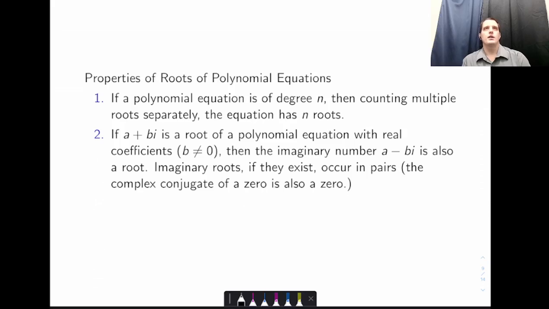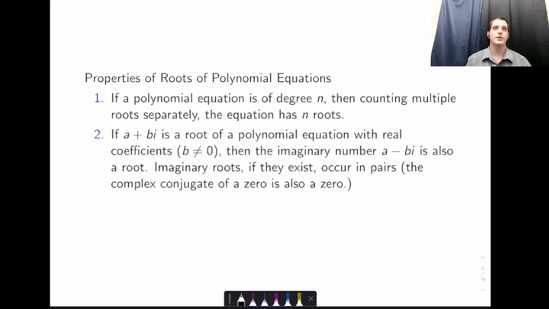All right. If a polynomial equation is of degree n, then counting multiple roots separately, the equation has n roots. So that means that even if we get x equals 2 twice, that's 2 roots even though it's the same one. If a plus bi is a root of a polynomial equation with real coefficients, where b is not equal to 0, then the imaginary number a minus bi is also a root.